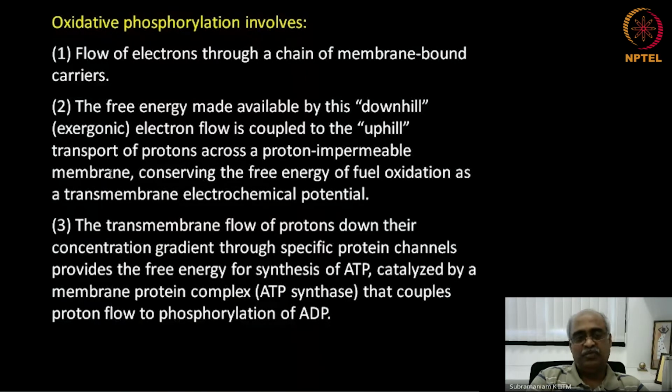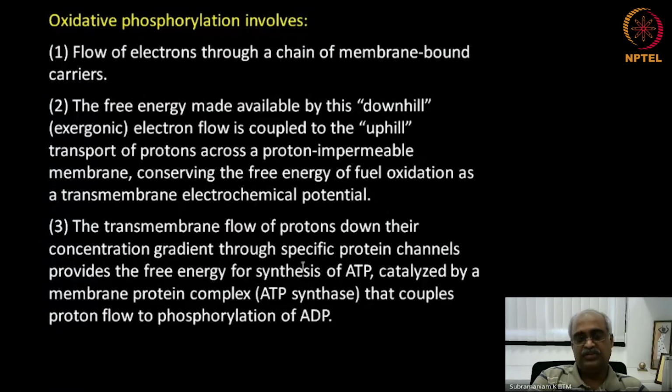And so this is coupled to the uphill transport of protons across the proton impermeable membrane. This coupling is what those carriers do, the multi-protein complexes that we are going to see as electron transport complexes. And conserving the free energy of this electron flow, that is fuel oxidation, into a transmembrane electrochemical potential. You have a charge gradient as well as a gradient of a chemical species, in this case being proton. And at the 3rd step, the transmembrane flow of protons down the concentration gradient, the gradient being built by step 2, is coupled by this enzyme ATP synthase, a really fascinating enzyme, and we are going to look at its structure and its mechanism of catalysis, and that is used for making ATP by this protein ATP synthase.